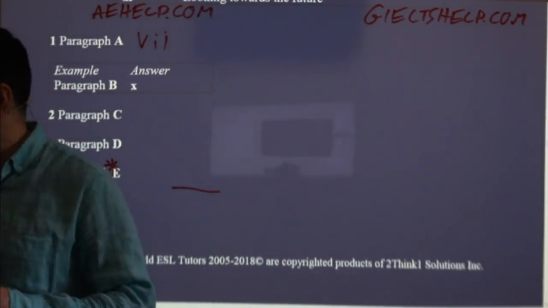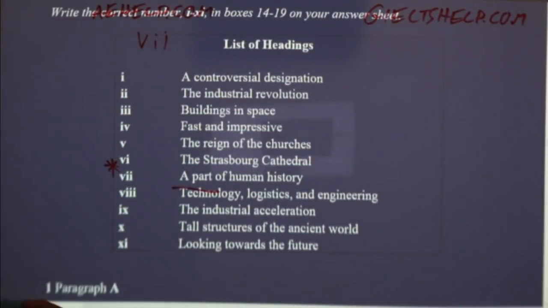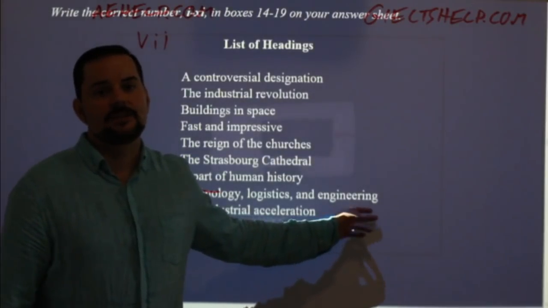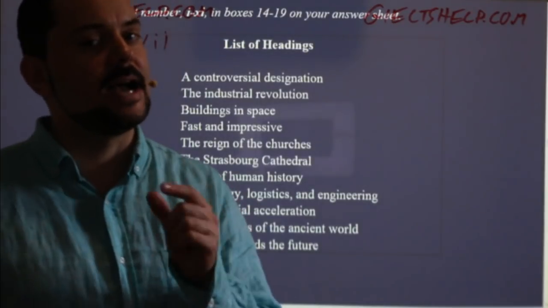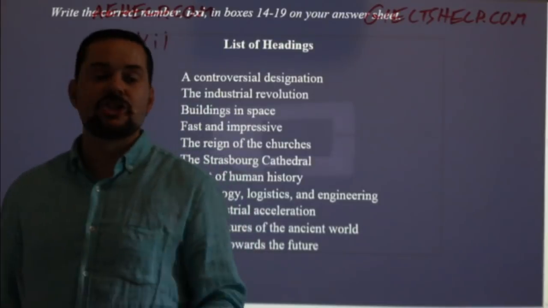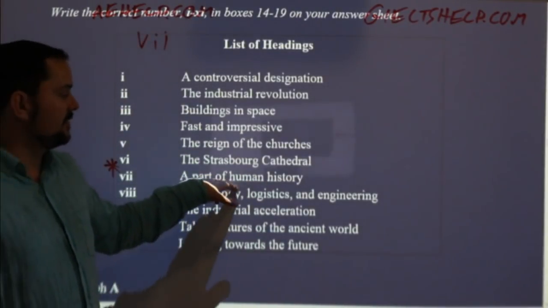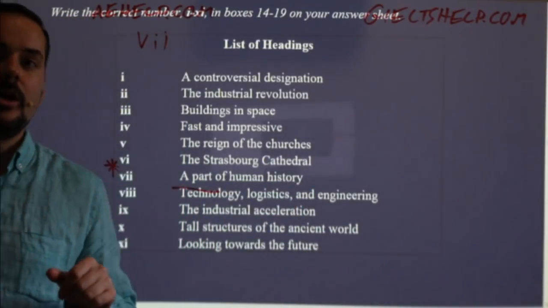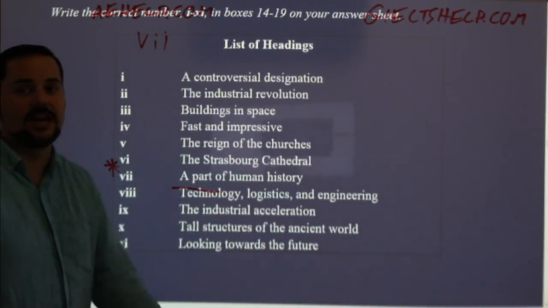The reason I wouldn't pick, it's important to know why not to pick something. So the reason I wouldn't pick technology, logistics, and engineering is because it's details. Okay, it's just details in the paragraph, and we're not answering the why and the how question. We're answering the what question, and the what question is better answered by a part of human history. Tall buildings have been a part of human history is much more accurate to the what question. Why? Because it's a development in technology, logistics, and engineering.